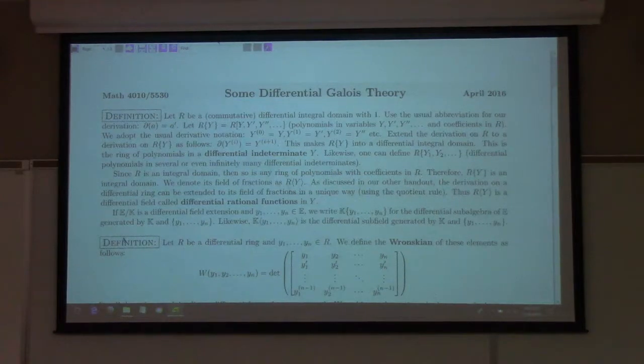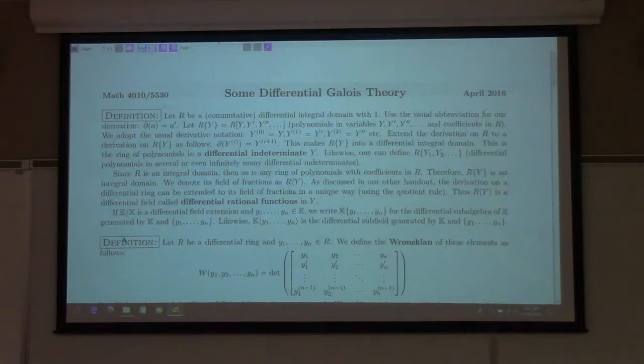So what's differential Galois theory? Differential Galois theory seeks to do for differential equations what Galois theory seeks to do for polynomial equations, in some sense. So start with an integral domain with 1. We get a derivative. You can look at the polynomial. Well, see this curly bracket? It's R adjoin y and all of its derivatives, right?